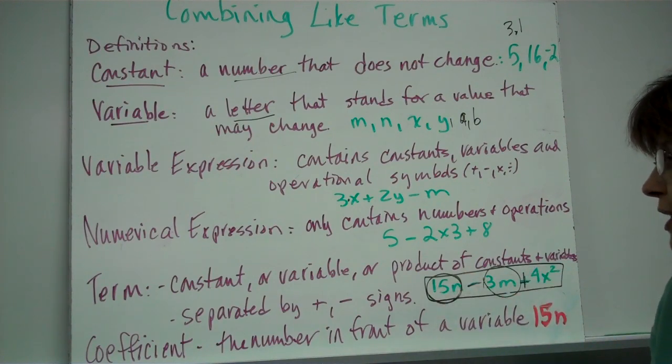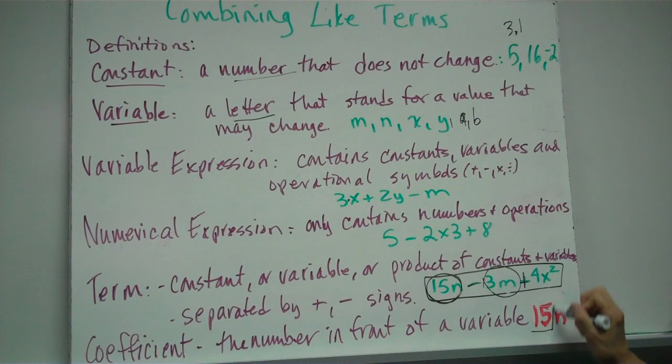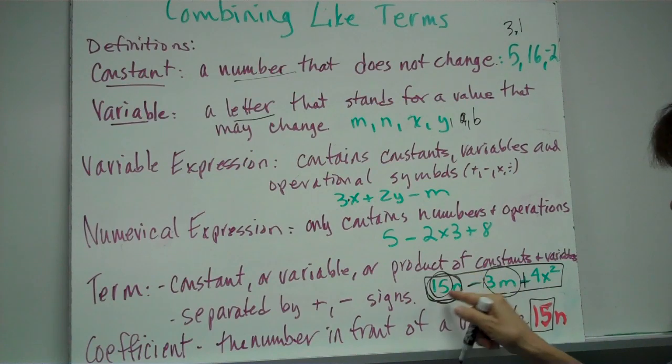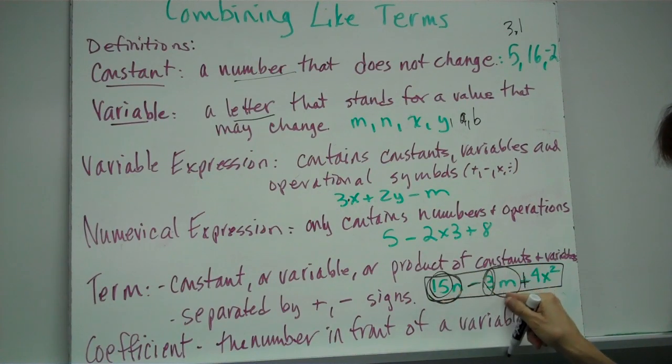Okay, coefficient is the number in front of the variable. For example, if we have 15n, that number 15 is what we call the coefficient. Co means with, so this number is with a variable. So it's in front of it. 15 is the coefficient here, 3 is the coefficient here, and 4 would be your coefficient here.